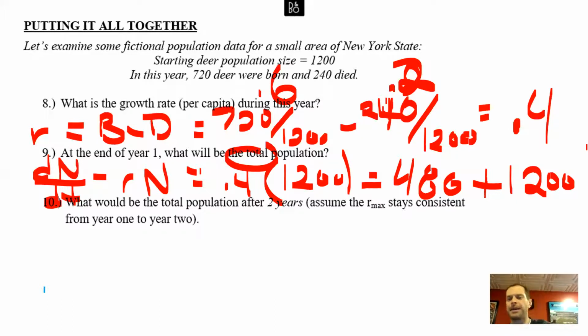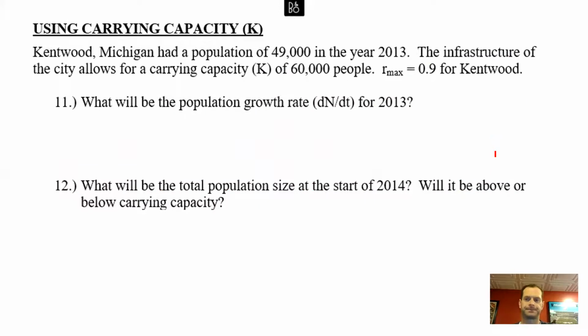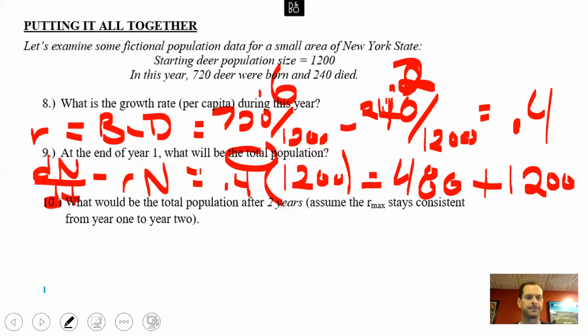Okay, so that ends up being actually, oops, it's kind of a train wreck, huh? Okay, ends up being 1,680. Okay, so the next one's really challenging. A lot of people got this one wrong. What would be the total population after 2 years, assuming that the R value stays the same?